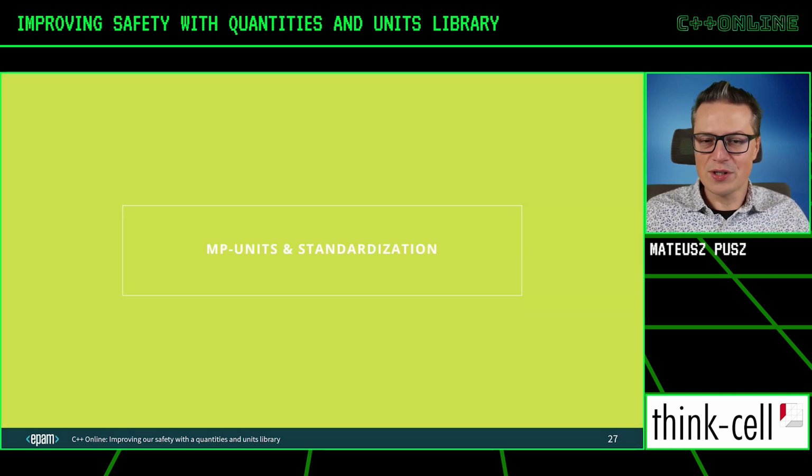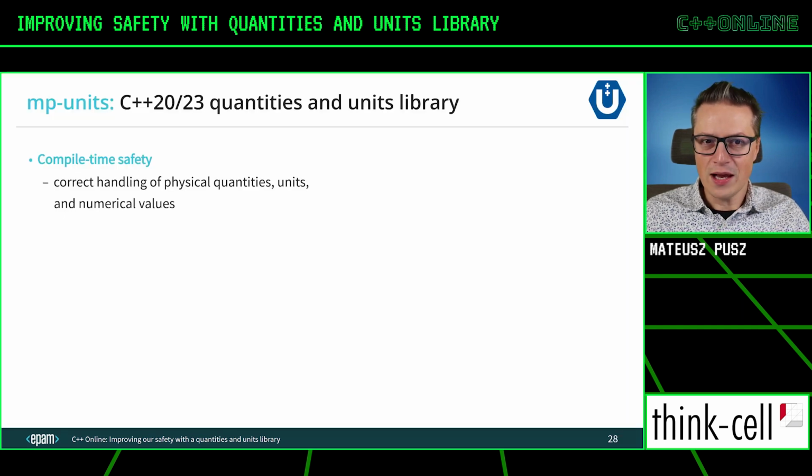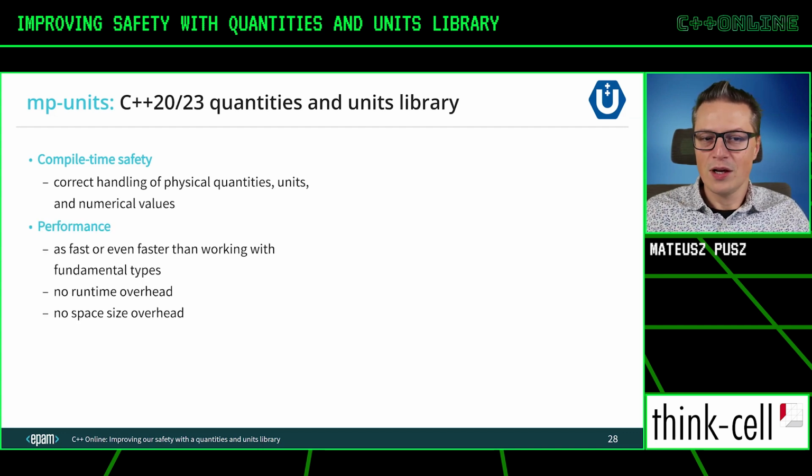So this is where mp-units comes into play, and also where we try to improve the ecosystem by proposing this library for standardization. mp-units is a C++20 library that provides compile-time safety, right? It correctly handles all of the physical quantities, units, and numerical values. It is as fast as using underlying types, I mean fundamental types, or even faster in some cases. There should be no runtime overhead.